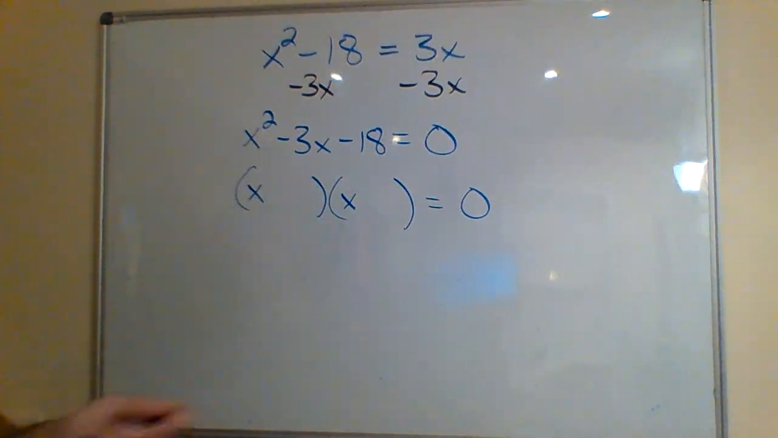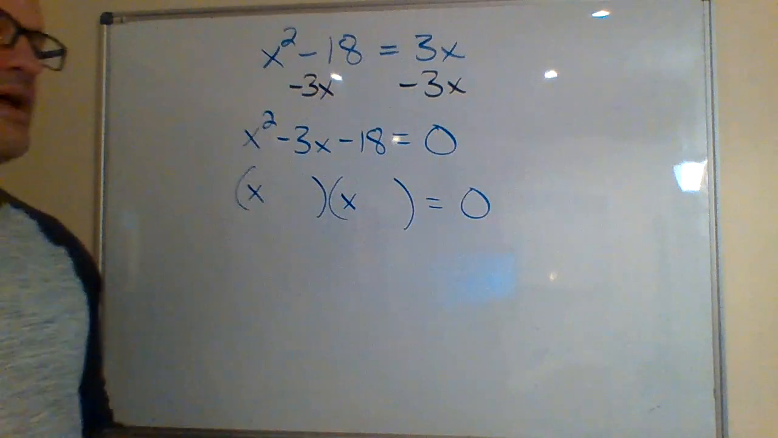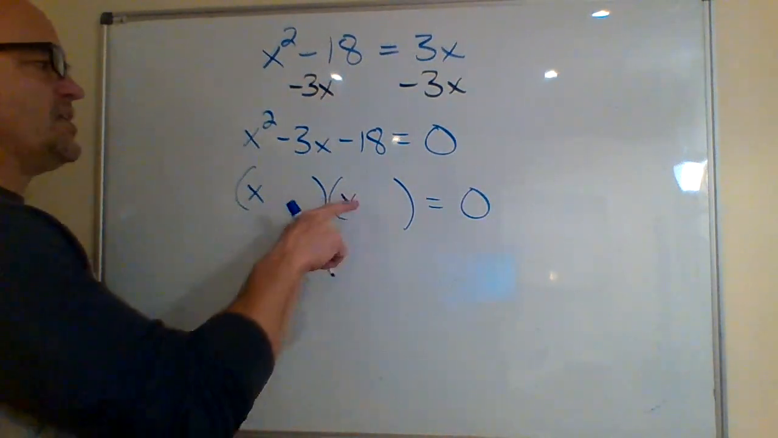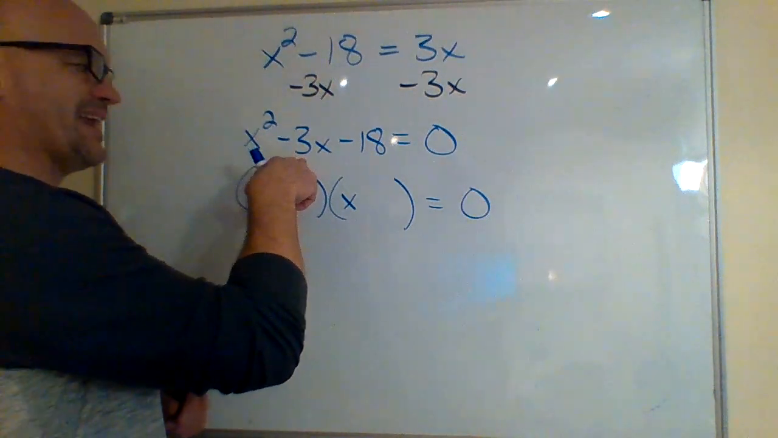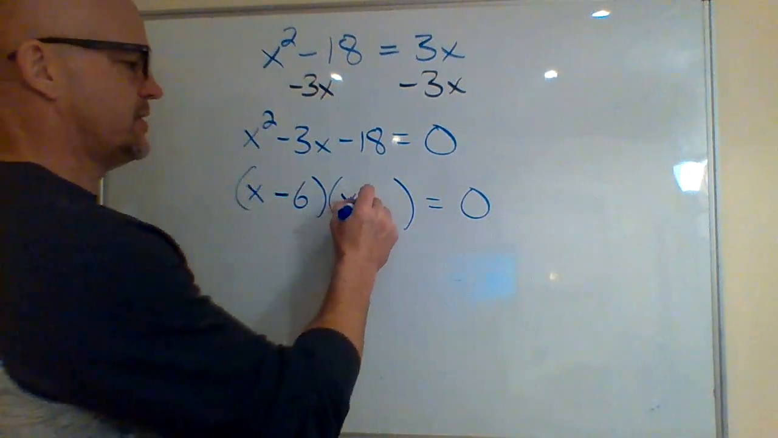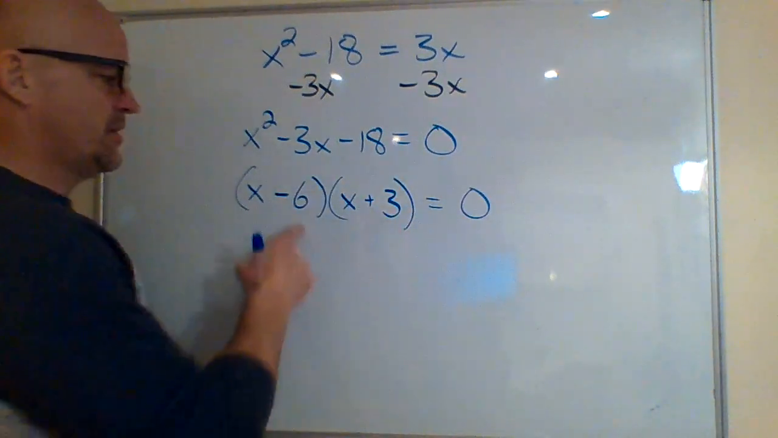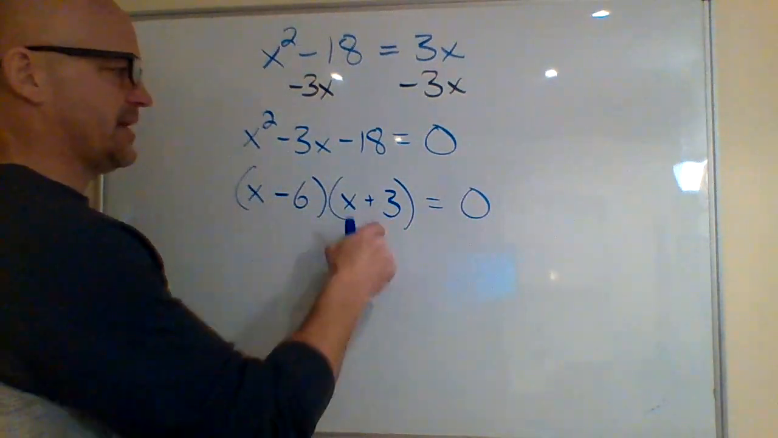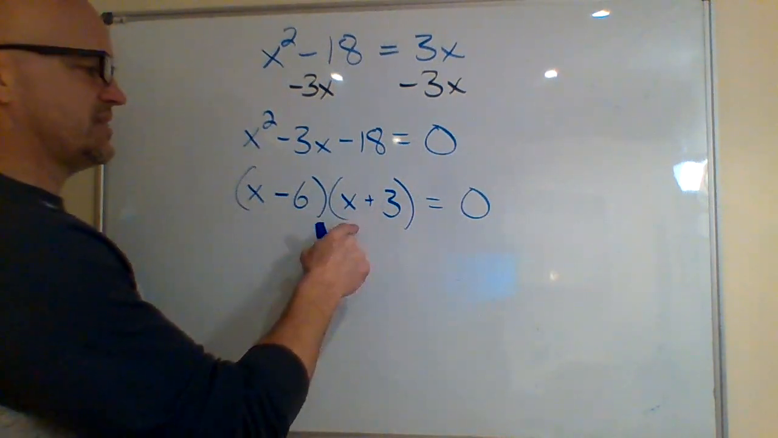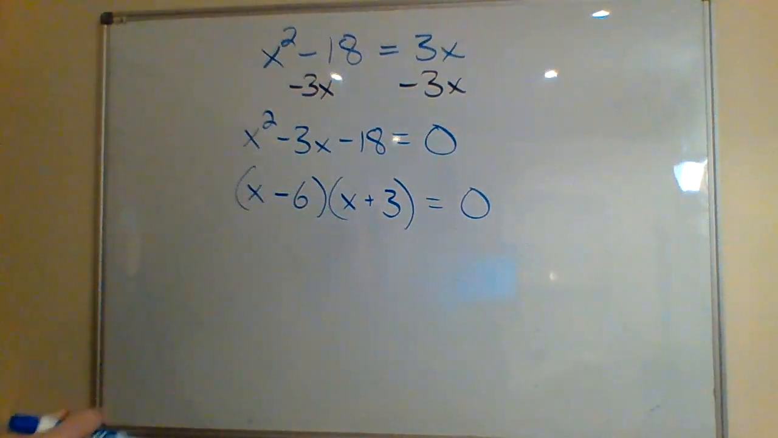I'm pretty sure most of us going through thinking 18 and 1, 9 and 2, but 6 and 3 are 3 units apart. Knowing that they're going to add up to a negative 3, I'm going to make sure that my 6 is negative and my 3 is positive. When they are multiplied, I'm going to get the negative 18. When I do my outer and inner, I'm going to get 3x and negative 6x. That will combine up to my negative 3x.